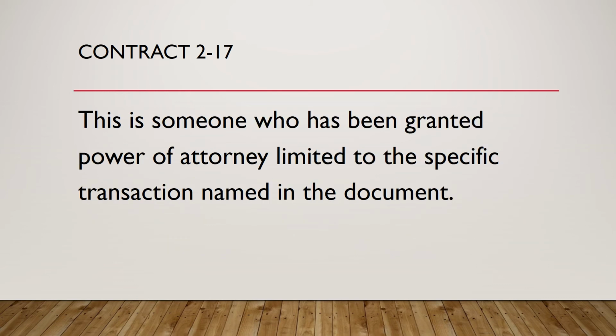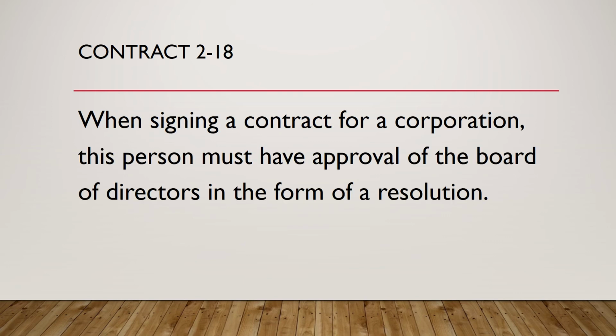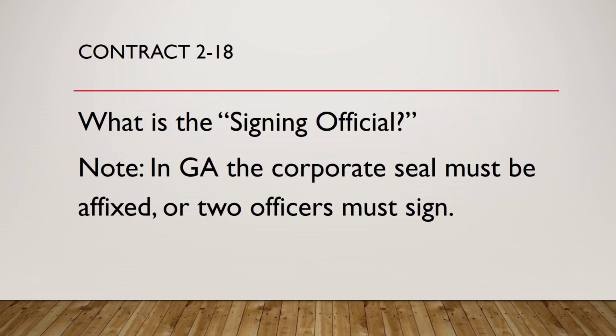Question 17. This is someone who has been granted power of attorney limited to the specific transaction named in the document. What is attorney in fact? Question 18. When signing a contract for a corporation, this person must have the approval of the board of directors in the form of a resolution. What is the signing official? Note, in Georgia, the corporate seal must be affixed or 2 officers must sign.